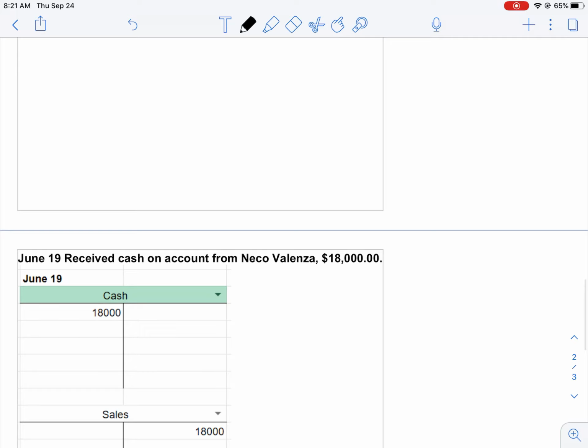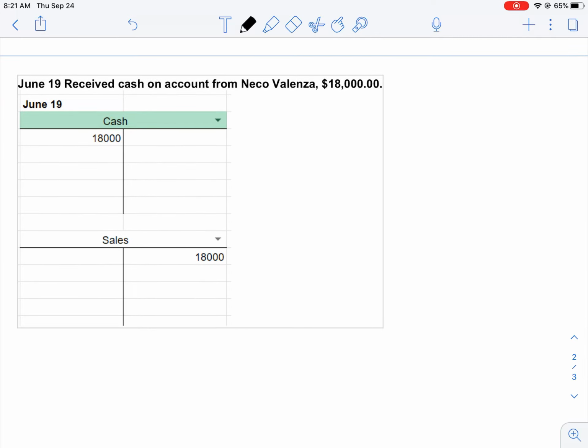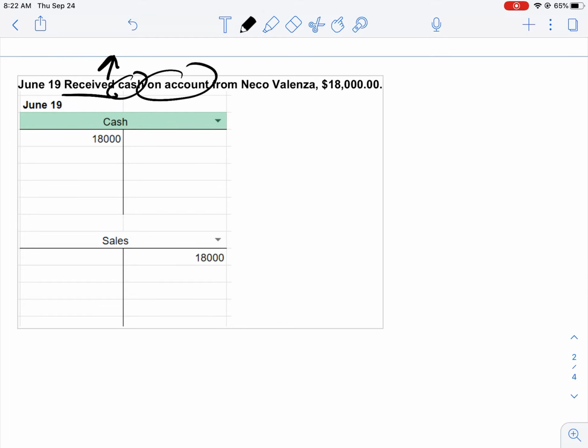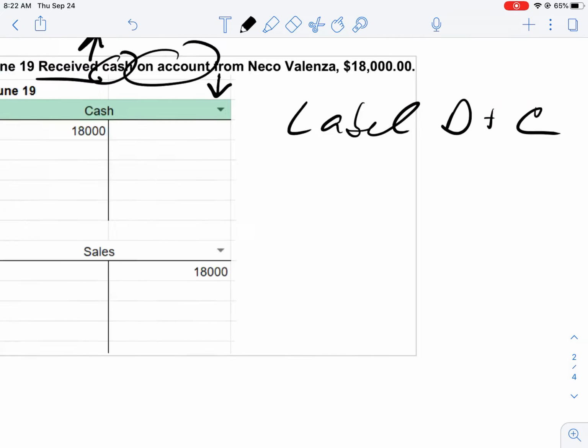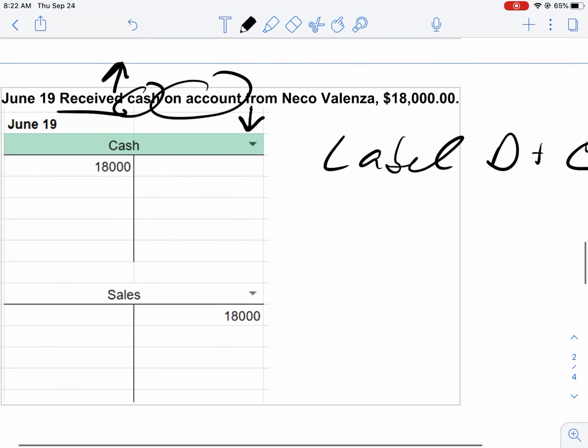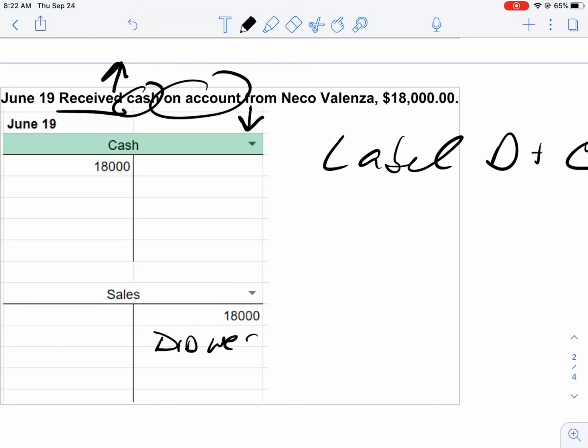Lastly, as we move on to here, received cash on account from Nico Valenza. Again, I'm going to circle the nouns, underline the verbs. Received cash, that means cash is going to go up. On account means that that's going to be going down, the amount that they owe us. So here, again, we need to make sure we label the debits and credits, okay? And there. So, next question. If you take a look at the two accounts, cash, yep, that looks pretty good. Sales. Did we sell anything here? The answer is no. We did not.